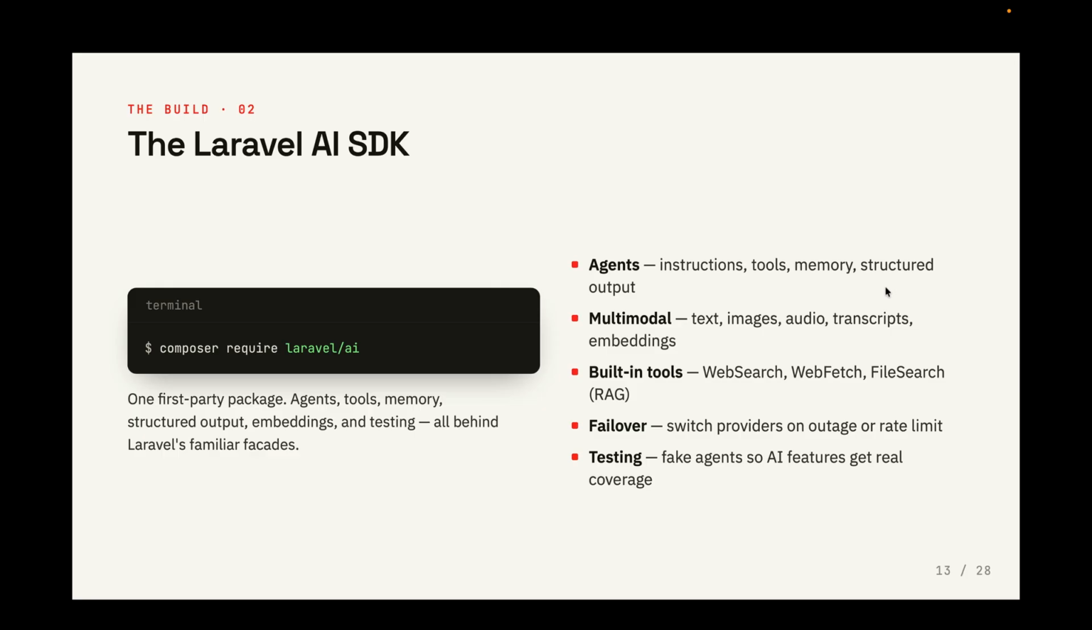We're not going to have enough time to get into multimodal, but the Laravel AI SDK gives you the ability to interact with text, images, audio, transcripts, embeddings, lots of really cool things. Built-in tools: web search, web fetch, file search, being able to retrieve information and use it intelligently within our application. So good stuff. That's why we're using a framework. It's going to give us all these things built in.